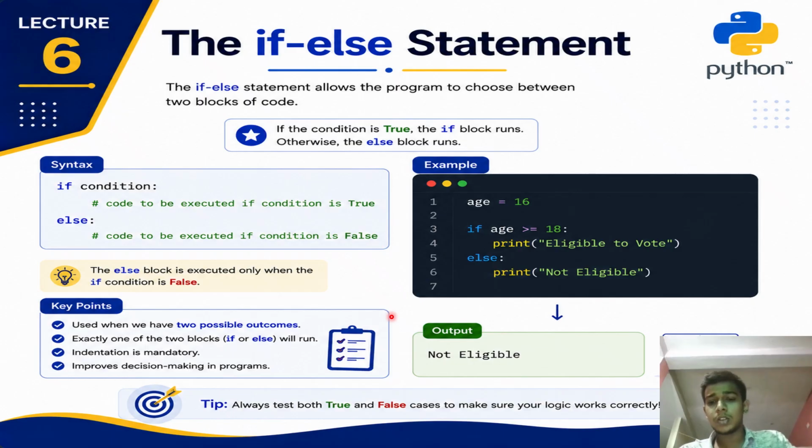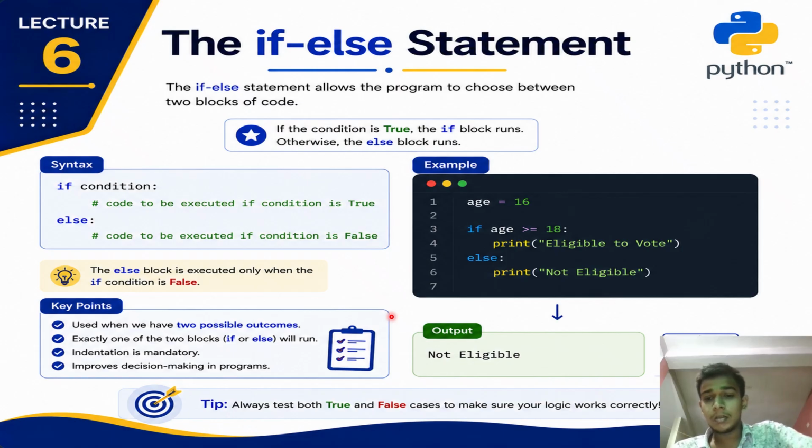Either the if block runs or the else block runs, but never both at the same time. The if-else statement is very useful in real-life programs. For example, we can use it to check whether a student has passed or failed, verify whether a password is correct or incorrect, check whether a person is eligible to vote or not, decide if a number is even or odd. So remember the point that the if-else statement is used when there are two possible outcomes.